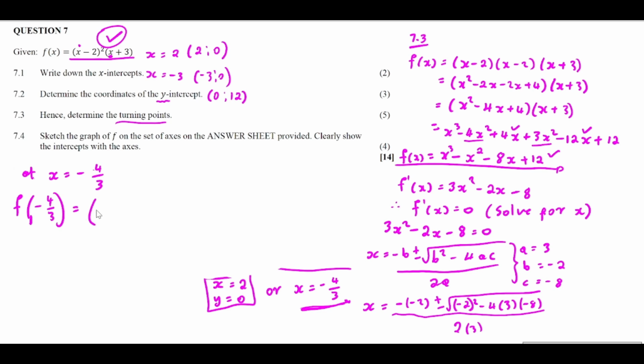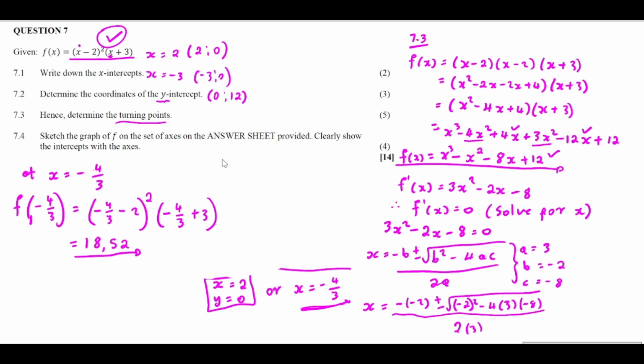Where I see x, I'm going to put negative 4 divided by 3 minus 2 all to the exponent of 2 all into negative 4 divided by 3 plus 3. Then you put this in your calculator and you are going to find that it is 18,52. Just write it in decimal. 500 divided by 27 is still fine, but 18,52 is going to help us when we plot the graph, so we can know where to find 18 on our Cartesian plane.